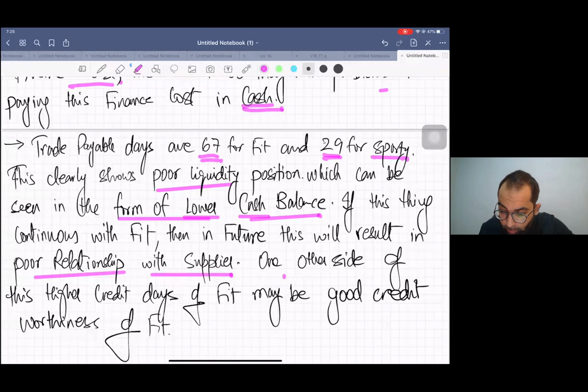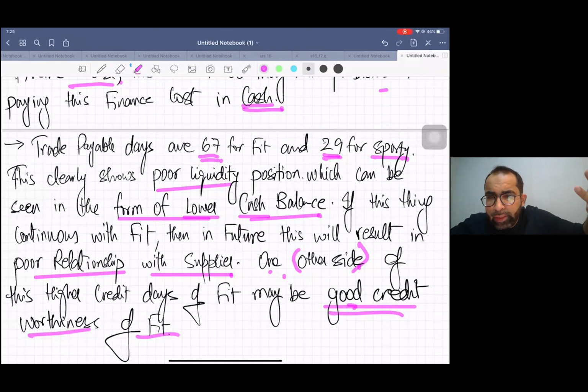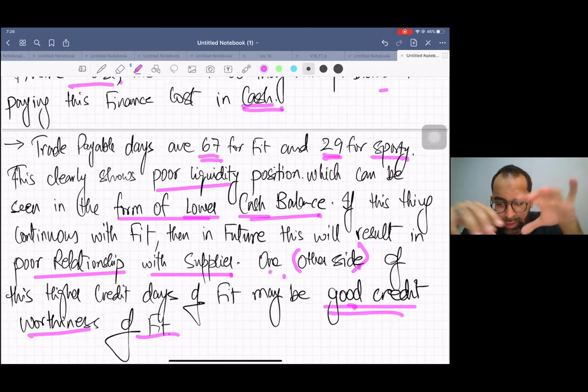On the other side, now let's discuss the better side of this. Higher credit days may indicate good creditworthiness. See, when people are giving us 67 days credit, that means people trust us. One reason may be that people trust us, or we are powerful like Walmart. You're not getting it. So these are all the sides which you need to reflect.